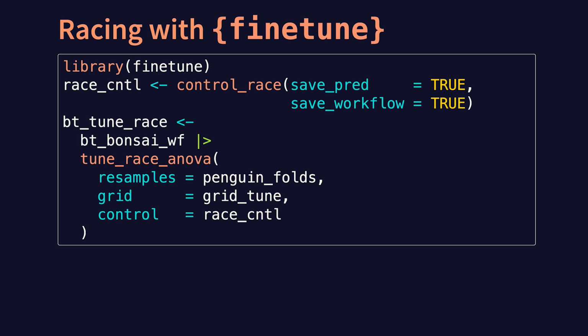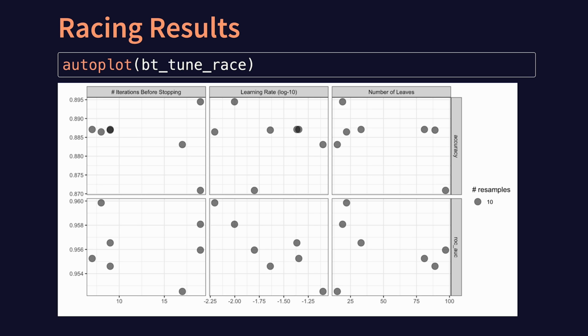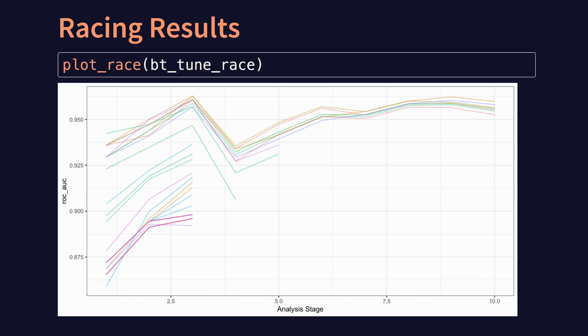Instead of passing the workflow to tune grid, we pass it to tune race ANOVA. So we have our folds with penguin folds, our tuning grid, and then the race control to go ahead and kick this off. This looks a little bit different than what we had before. It can actually be a little bit harder to interpret looking at the marginal impacts of each of these hyperparameters here. It again looks like it's a little bit all over the map in terms of the trends with the overall performance.